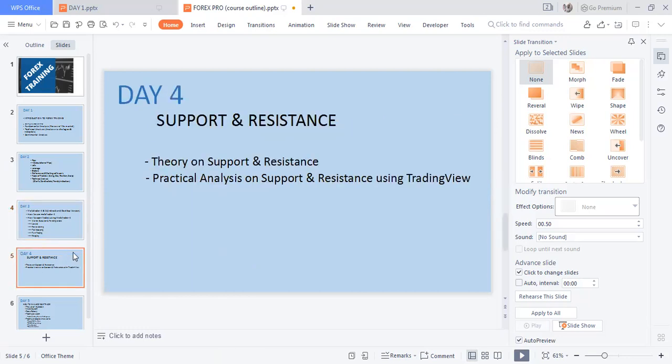Day 4, that day we'll purely have practicals. I'll be talking about the theoretical aspect of support and resistance. We'll dive into practical analysis on support and resistance using TradingView. That particular day, now the advantage about this is that if you are consistent, to pick trades, that's exactly what we'll be doing that particular day.